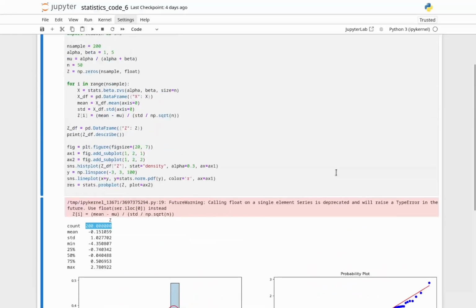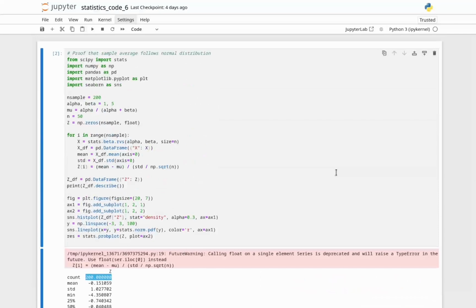So these two codes act as a proof for the central limit theorem.